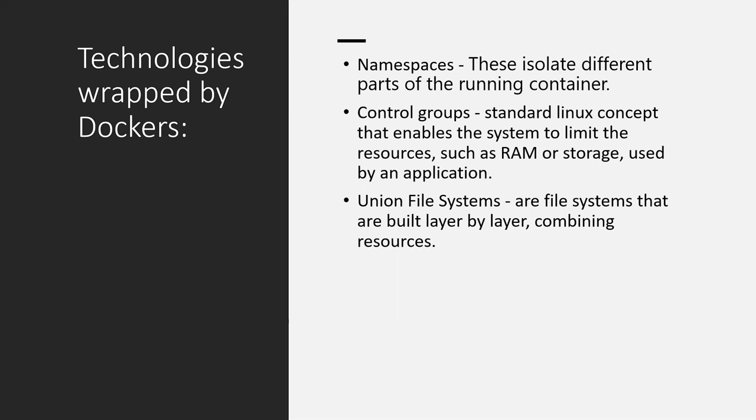The first one is namespaces. These isolate different parts of a running container. Then we also have control groups, which are a standard Linux concept that enables the system to limit the resources, such as RAM or storage, used by an application. And finally, we have union file systems, which are file systems that are built layer by layer, combining resources.